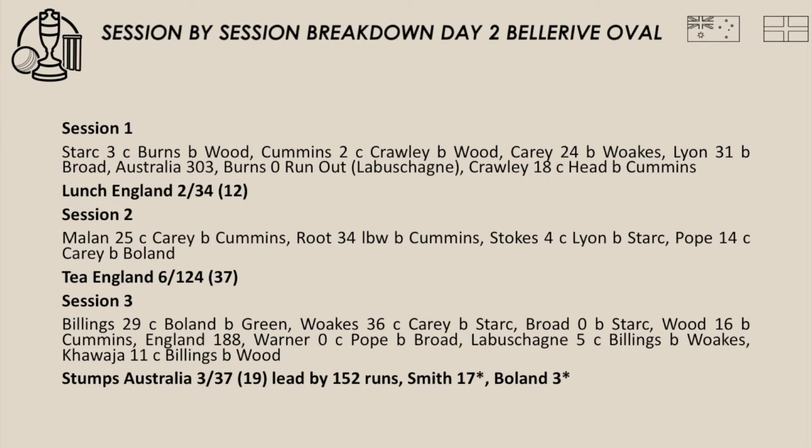David Warner was the first to go for a duck, caught by Pope, bowled by Broad. Then Labuschagne for 5, caught Billings, bowled Wokes. And then Khawaja was the last wicket to fall for Australia on Day 2. He was gone for 11, caught by Billings, bowled by Wood. Australia at stumps are 3 for 37 with a lead of 152 runs, with Steve Smith 17 not out and night watchman Scott Boland 3 not out.